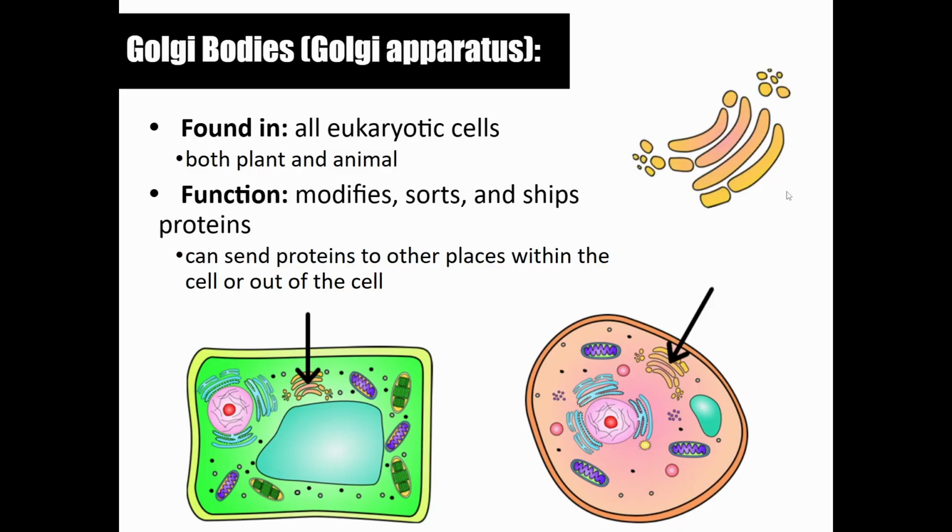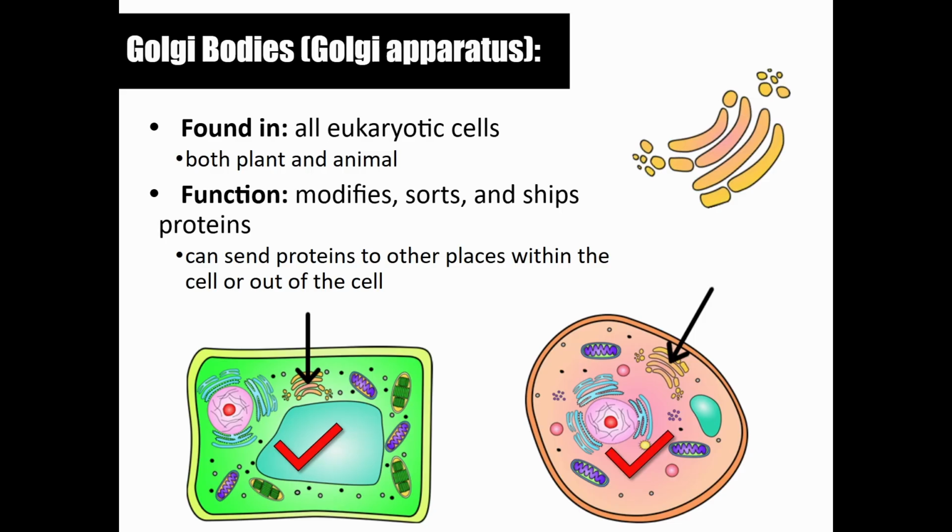And then we have the Golgi body, also known as the Golgi apparatus. This is found in both plants and animals. The function is to modify, sort, and ship proteins. This is a very vague thing. The way I like to think about it is that Golgi bodies are the UPS of the cell.